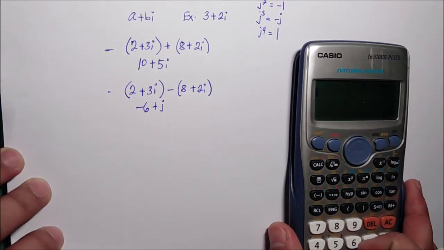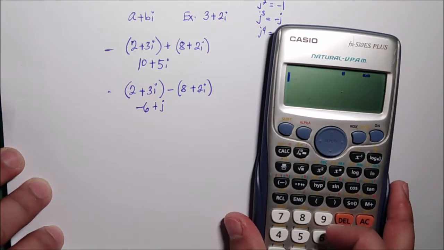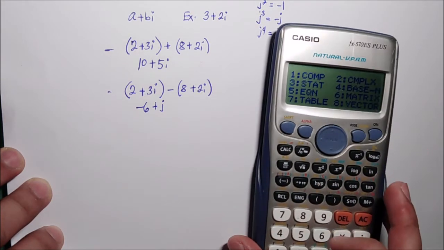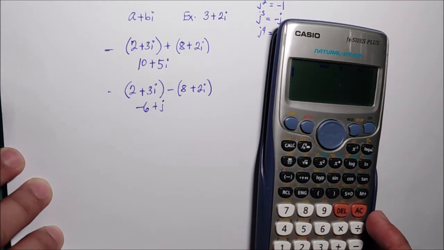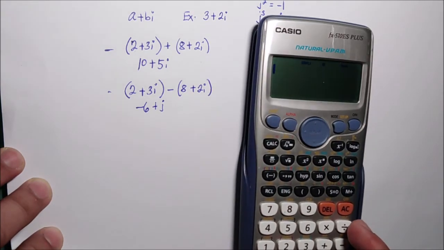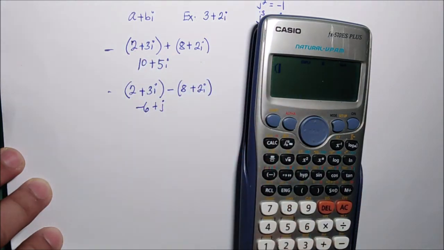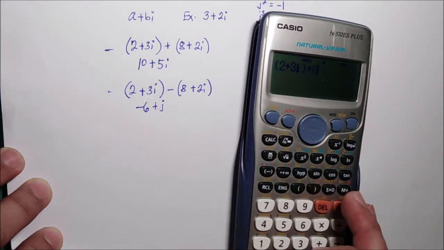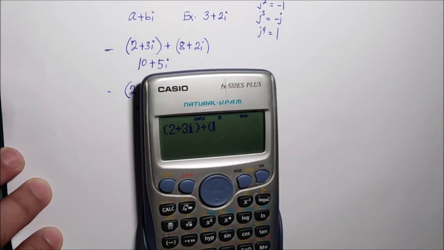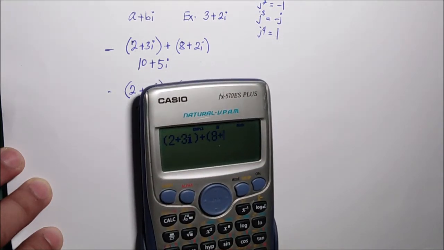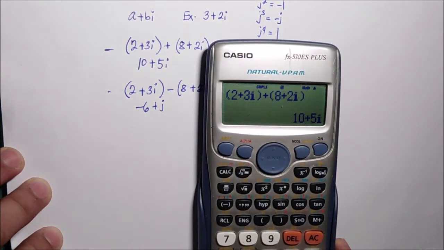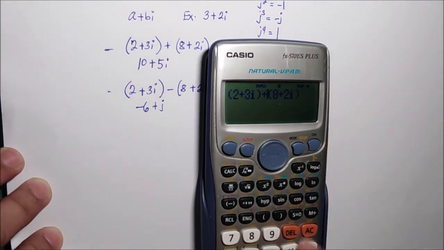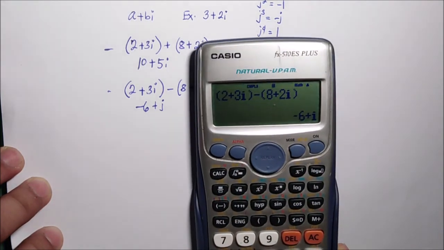Now if you would like to check this in the calculator, if you're using this calculator, then you need to set mode 2 complex, and then just type 2 plus 3 shift i, plus 8 plus 2i. Okay, so 10 plus 5i. If you want to subtract this one, then negative 6 plus i.